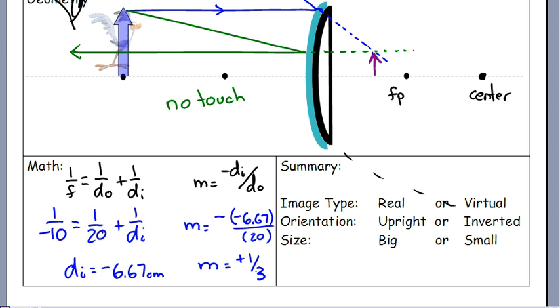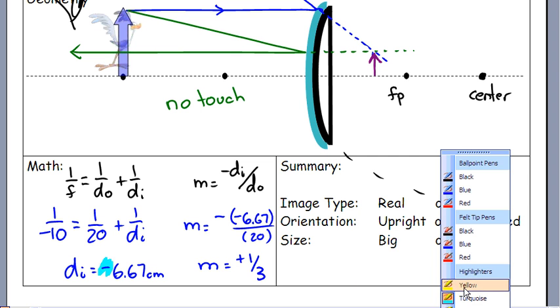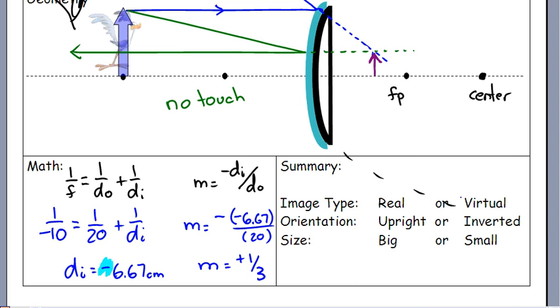So what does that tell me? Well, I've got this negative distance for the image, so it's looking like we're going to have a virtual image. It does look upright. It's got a positive magnification, but it's tiny, just 1/3 as big.